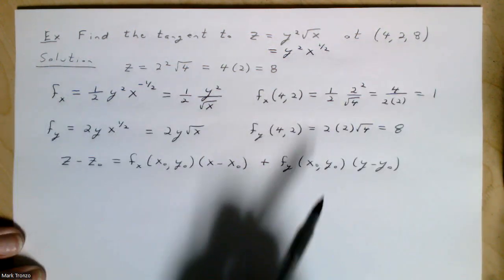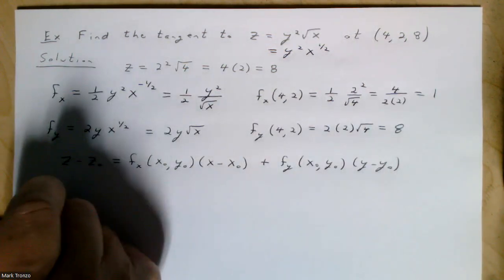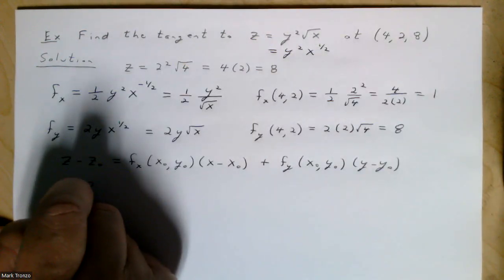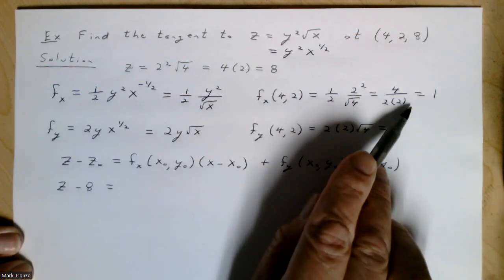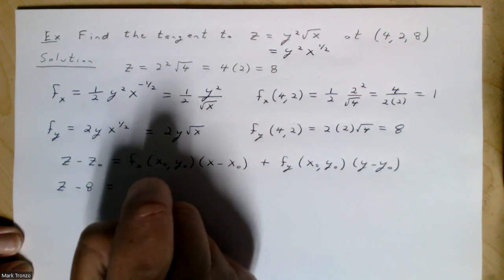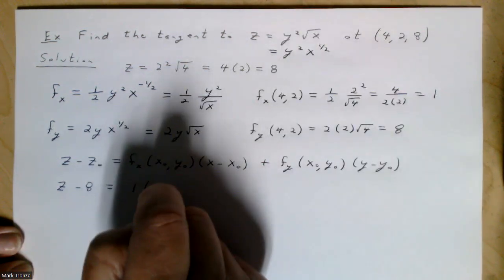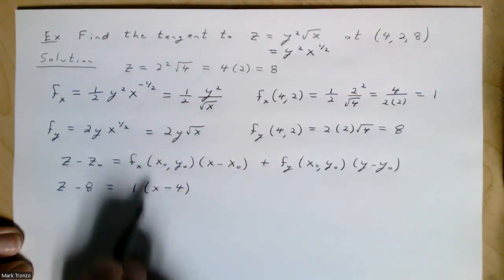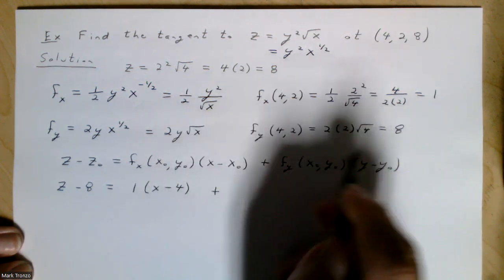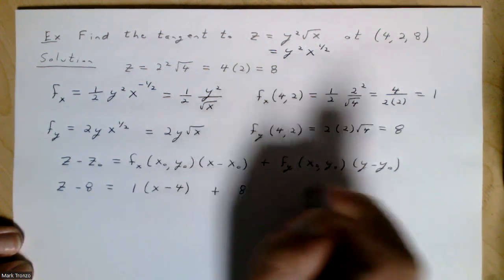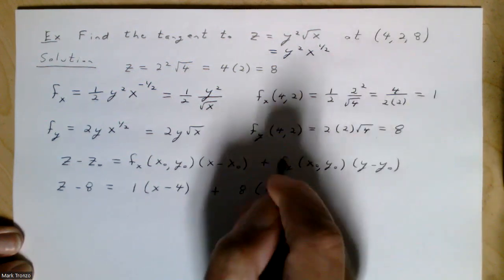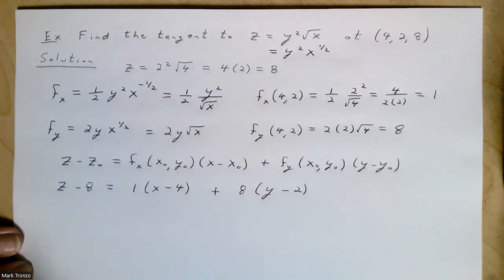Like this, and so plug in all of our values. We're going to have z minus z naught, which is 8. F of x was 1, times x minus x naught, which was 4. That was this part. Plus fy times y minus y naught, which was 2.